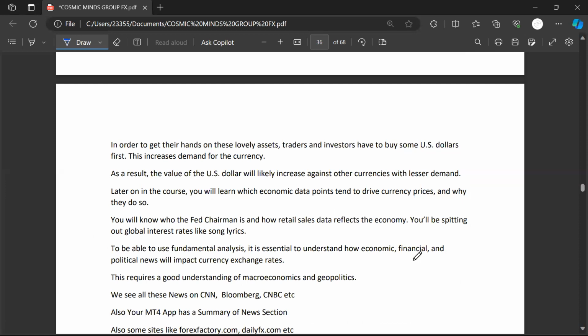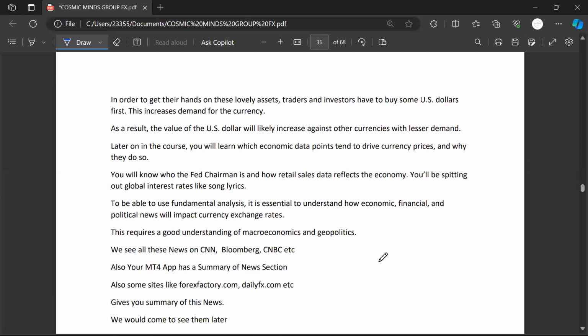Later on in the course, you will learn which economic data points tend to drive currency prices and why they do so. You will know who the Fed chairman is and how retail sales data reflects the economy. You will be spitting out global interest rates like Samsung. No problem. I mean, you'll be better off. That's what it means. To be able to use fundamental analysis, it is essential to understand how economic, financial, and political news will impact currency exchange rates. This requires a good understanding of macroeconomics and geopolitics.